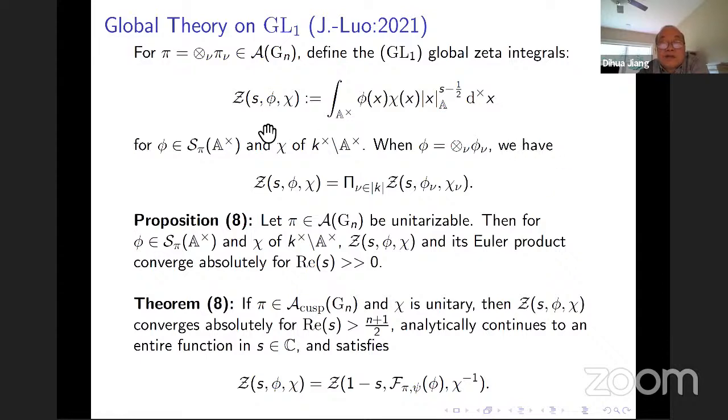And then, of course, you can define the global theta integral like this, with the convergence and the functional equation. So these are standard. Once you get this set up, for cusp forms, it's no problem, right? So it is just a reformulation of Godement-Jacquet in some sense. But of course, plus this technical reformulation from GLn to GL1.